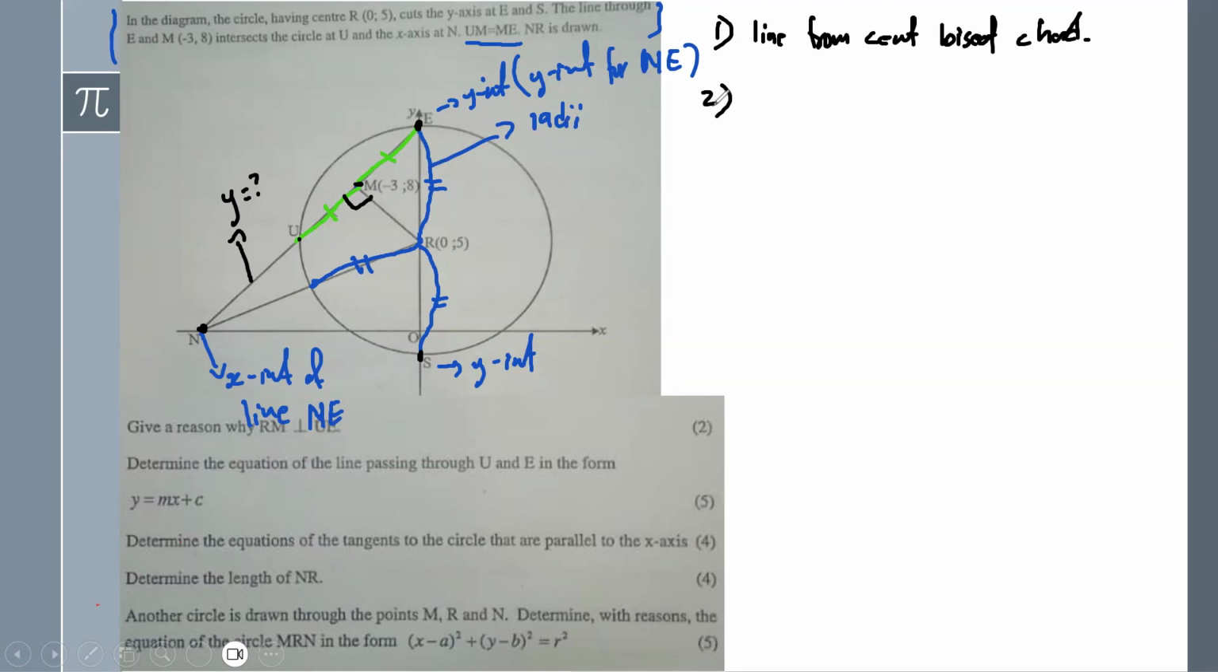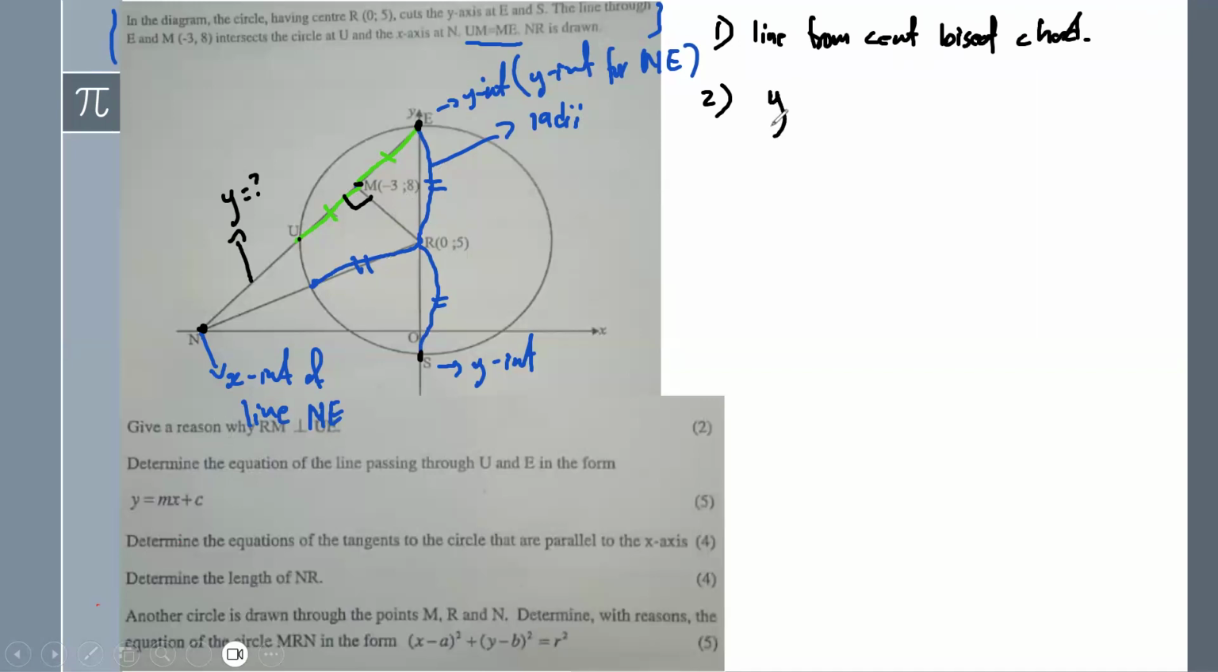Determine the equation of the line passing through... I'm just thinking about this question. Maybe you may say line from center bisects the chord, or if a line from center bisects the chord, then it is perpendicular to a chord. But I think they should credit you for both. The equation of the line passing through U and E in the form y equals mx plus c.